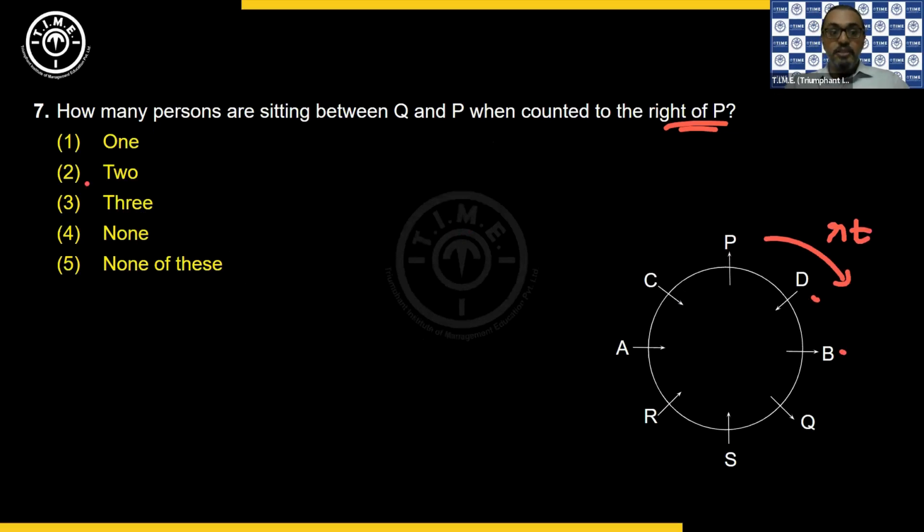D and B are the two persons. So choice 2 is our answer. Correct. Excellent. All of you are right. Keep it up. Good work.